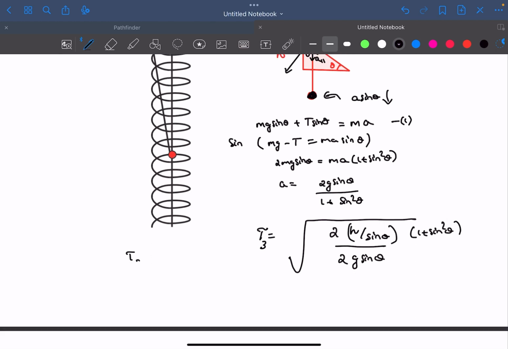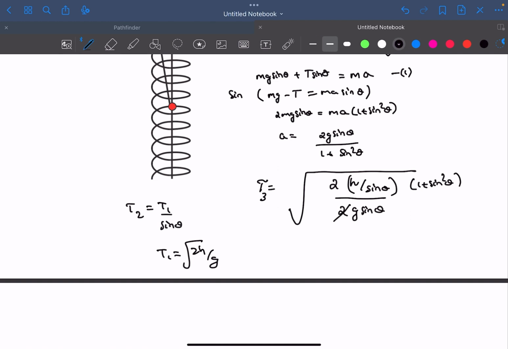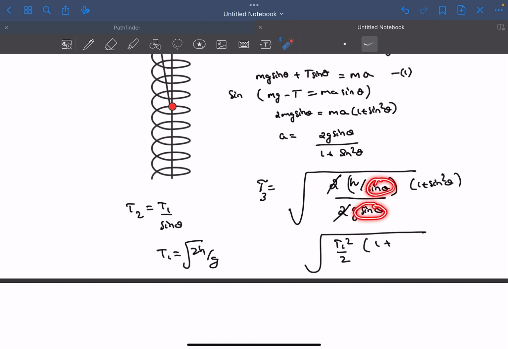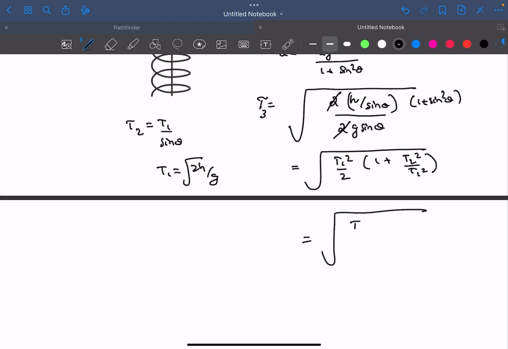So we have two equations, right? t2 came out to be t1 upon sine theta, and we also know that t1 equals square root of 2h by g. What I am going to do is cancel out the 2's. H by g, I can write it as t1 squared divided by 2. So this sine and this sine would make sine squared. And if you divide it into this, you'll get 1 plus 1 upon sine squared. And sine, I can just borrow over from here. And finally, our answer will come out to be square root of (t1 squared plus t2 squared) divided by 2.